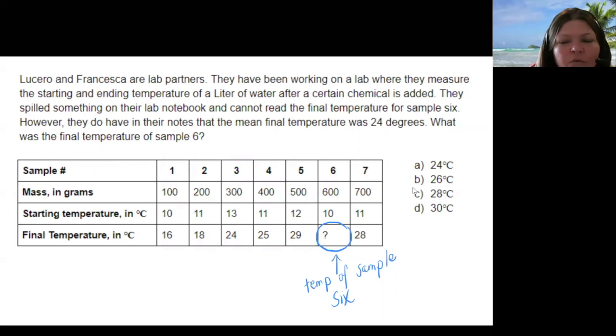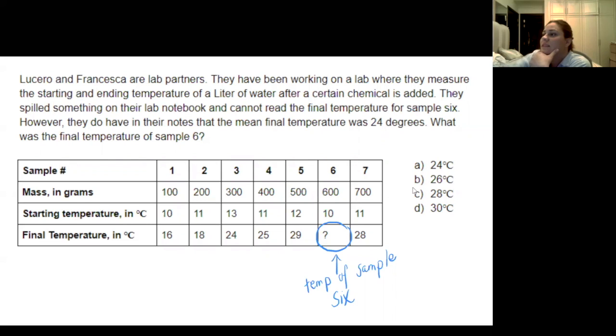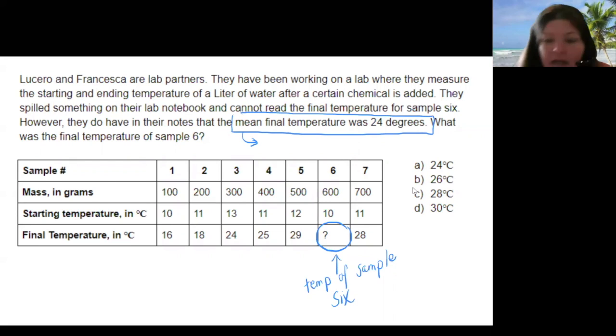Tell me why you want to do that. What is making you want to do that particular methodology? What are you seeing in the problem? Because in their notes the mean final temperature was 24 degrees. Manal saw the word mean, and her first instinct when she saw the word mean was to go find the mean. But here it's interesting because we already know the mean. The mean is 24 degrees, and we're trying to work backwards and find a missing number.